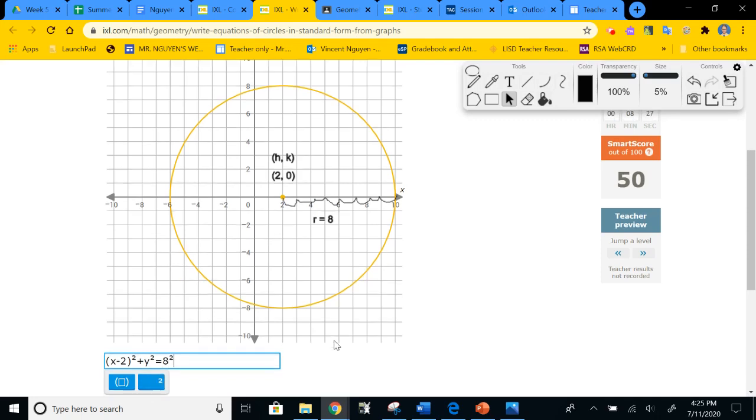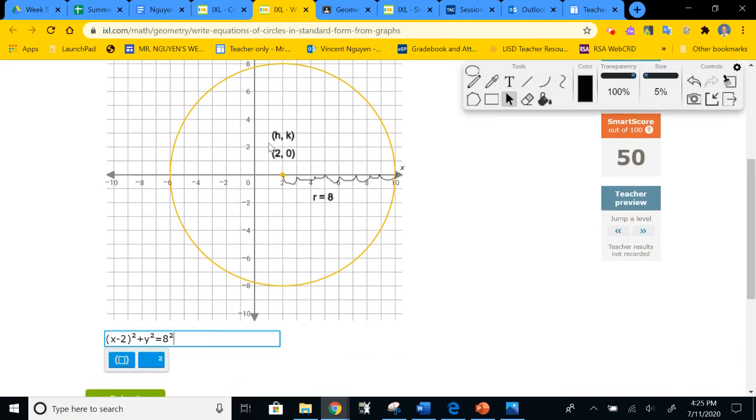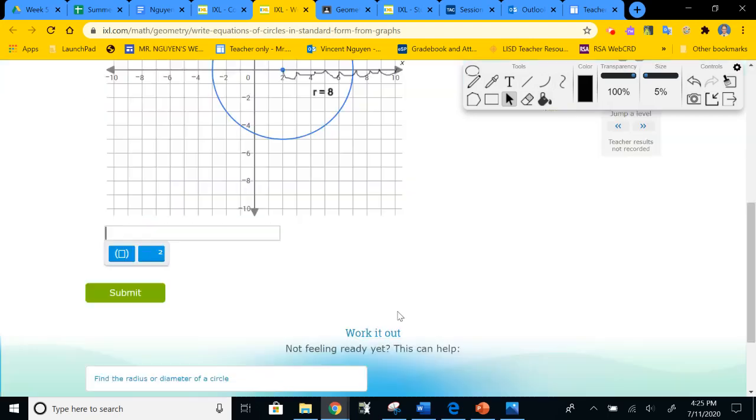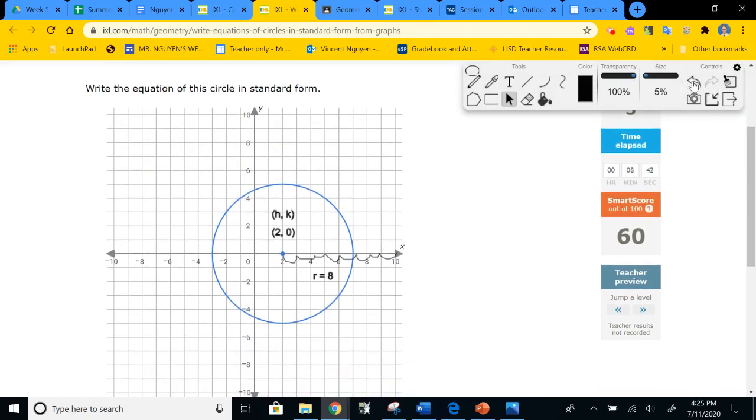You could type in 8 squared if you don't want to square it. If you just type that in and then hit, ooh, my thing actually moved. Oh, that's so awesome. Look at that. Cool. Submit. I just discovered new stuff and I'm just freaking out. All right, let's clear that.